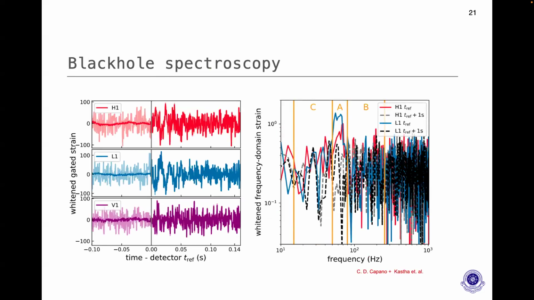Here, what I have shown is basically the whitened strain as a function of time. And on the right side plot, the strain is plotted as a function of frequency. So if you look at this plot, what you're basically seeing is a peak in this frequency band. We call it A. There's another peak in range B, and range C is basically the noise.